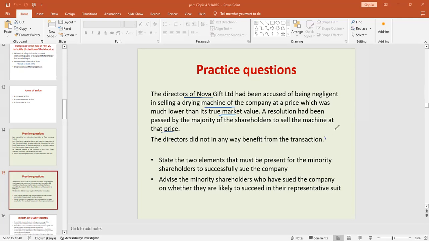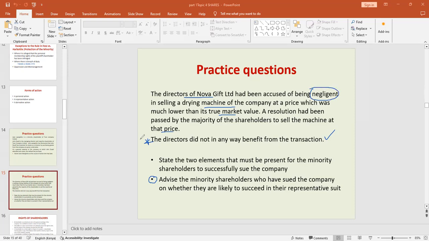And the directors did not benefit in any way from that transaction, which means it was just a business decision, okay? So that's the thing. In this case, the director's action does not amount to oppression. The minority will be unsuccessful, because the directors did not benefit, and so there is no breach of duty, there is no oppression here. So they only put this one here to confuse you.